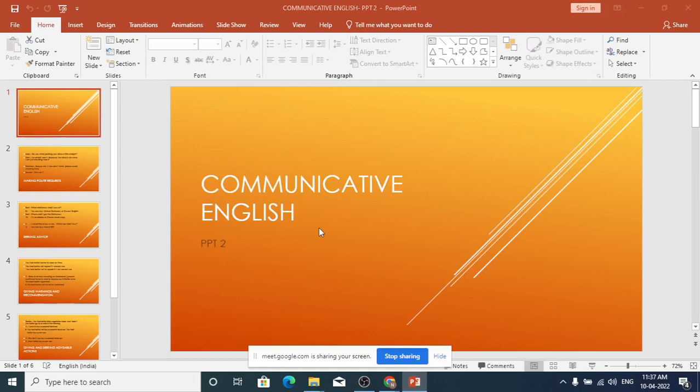So what we are trying to do in this class is, we have a three-pronged approach, three types of approach. One is, we will look at how we frame a sentence structure for a particular situation. How do we frame a sentence structure for a particular situation?